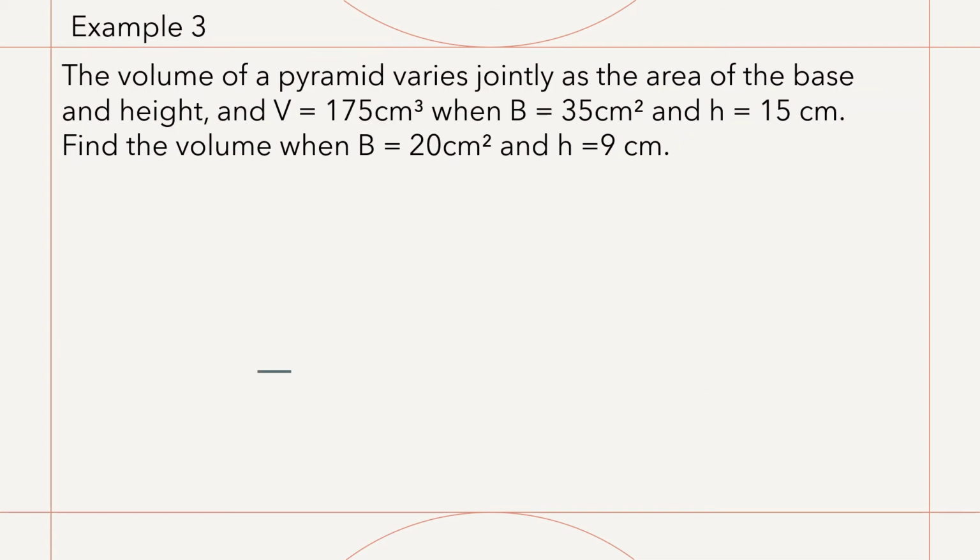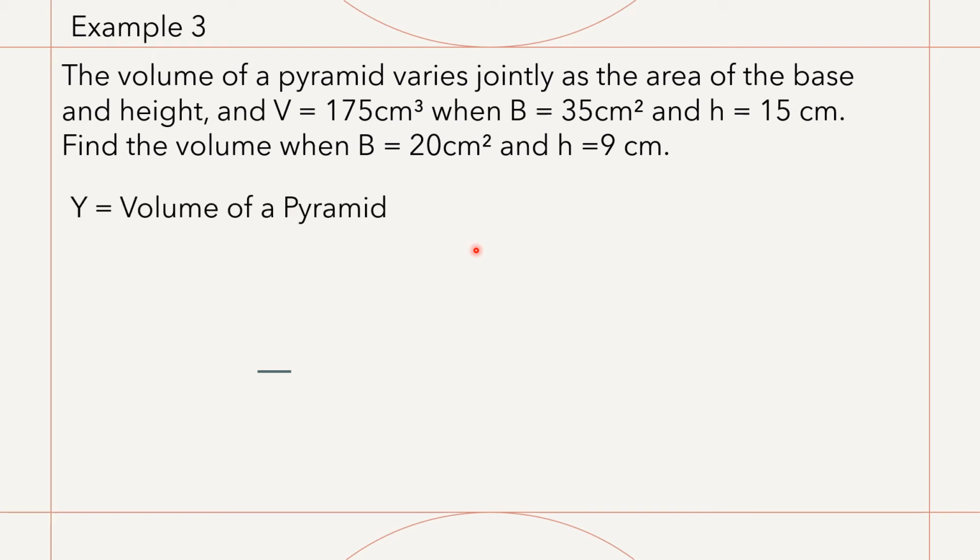Okay, here's the word problem. The volume of a pyramid varies jointly as the area of the base and height. V is equal to 175 cubic centimeters when B, the area of the base, is equal to 35 centimeters squared, and H is equal to 15 centimeters. Find the volume when B, or the area of the base, is equal to 20 square centimeters and H is equal to 9 centimeters. So ngayon, kung gusto mong identify muna kung ano yung X, Y, and Z, pwede rin.